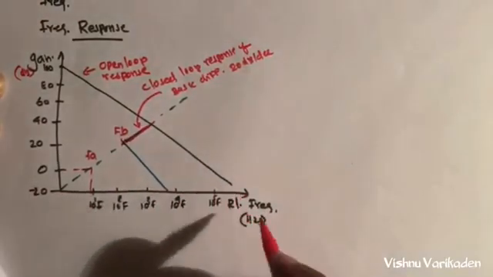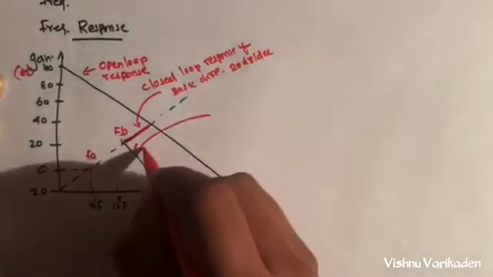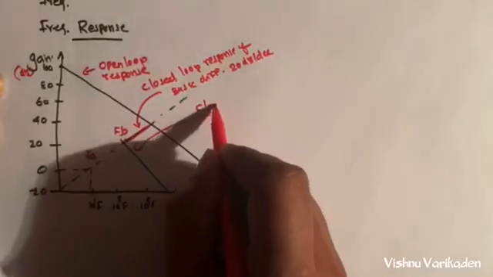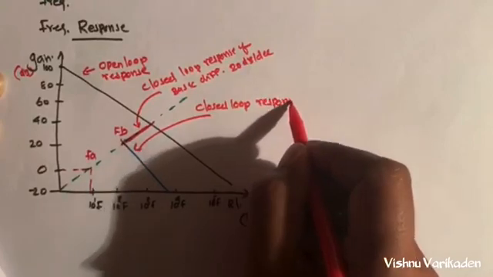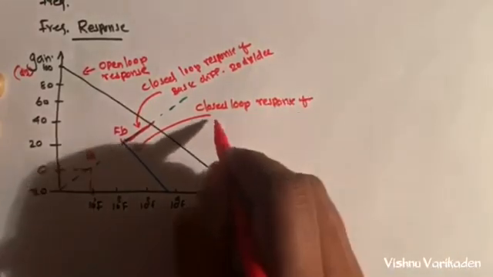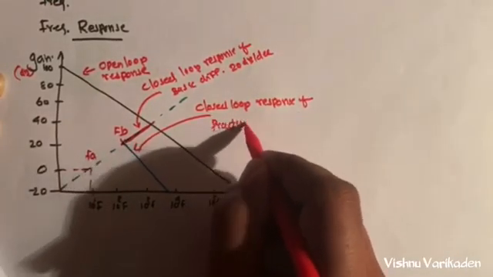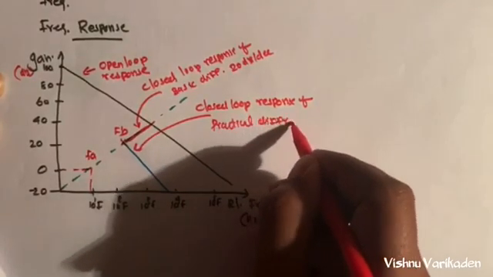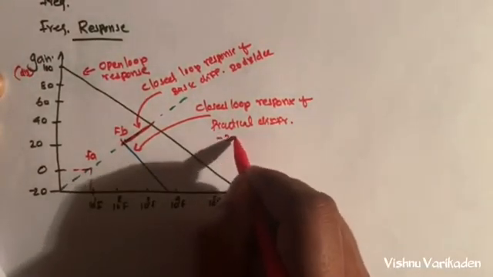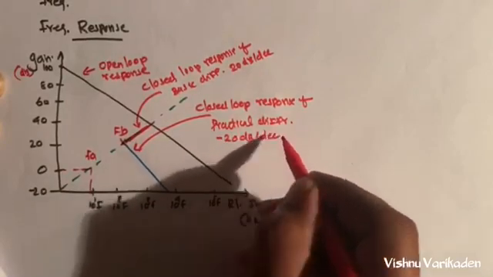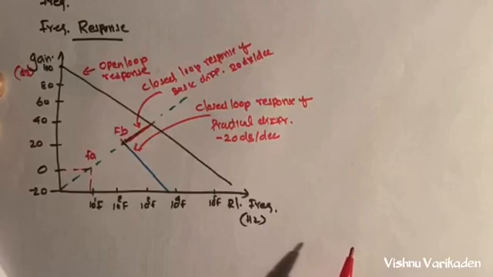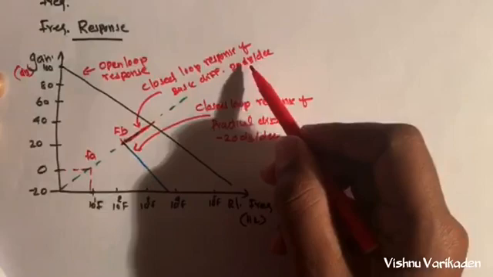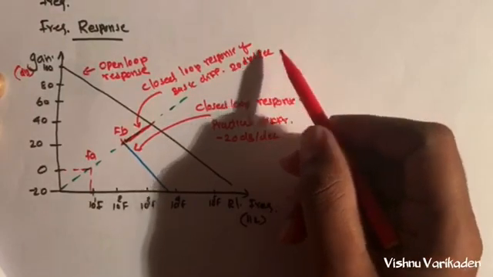So this is another one, the closed loop response of the practical differentiator, at minus 20 dB per decade. Why is it minus 20? It is going to be decreasing, so that is minus 20 dB per decade. In the ideal case, the response increases at 20 dB per decade, which causes stability and noise problems.